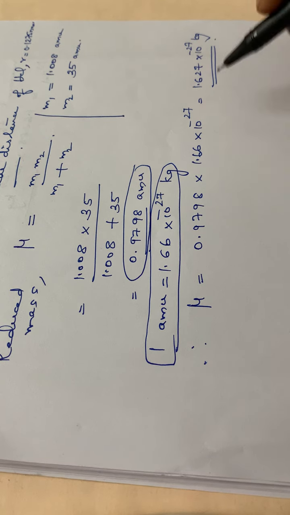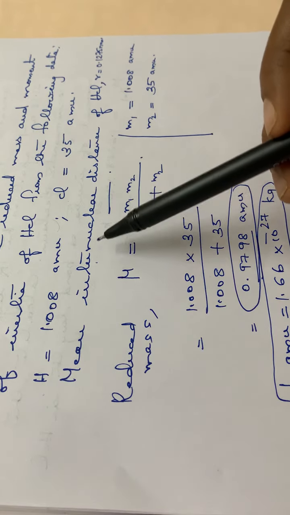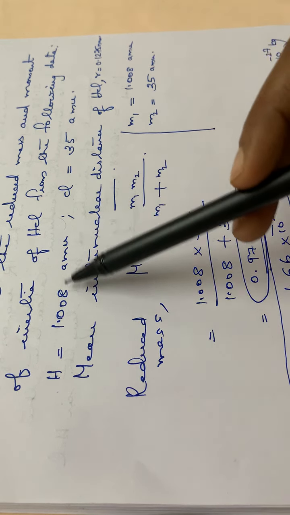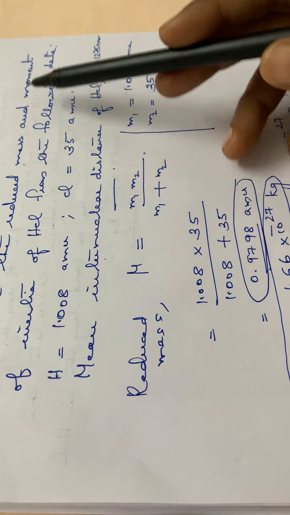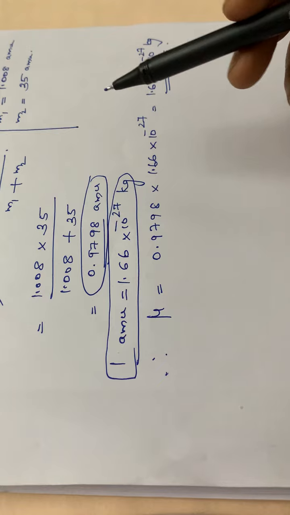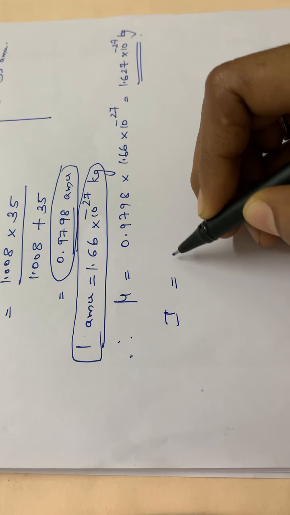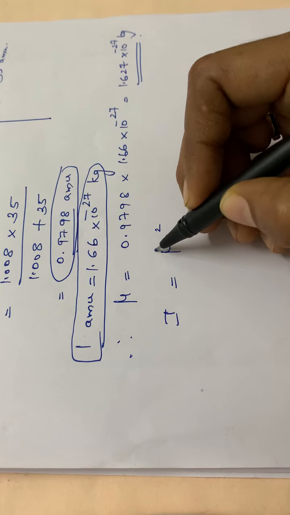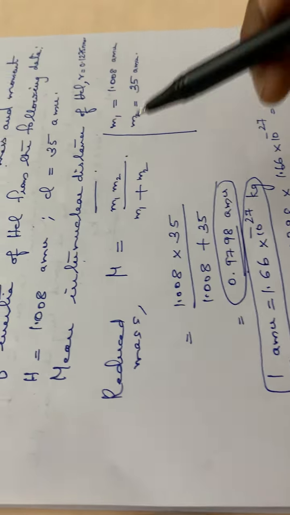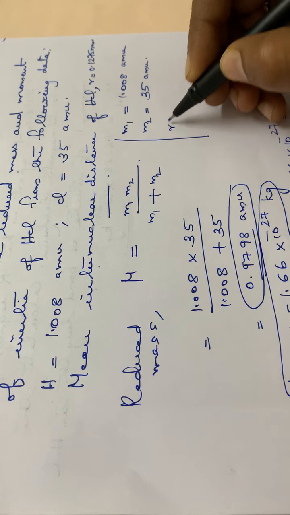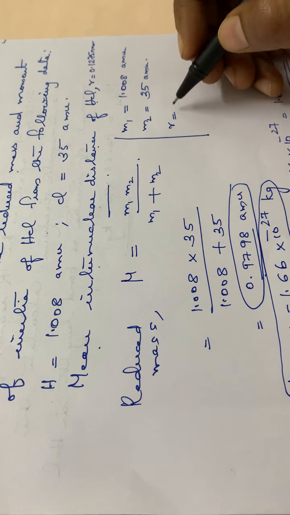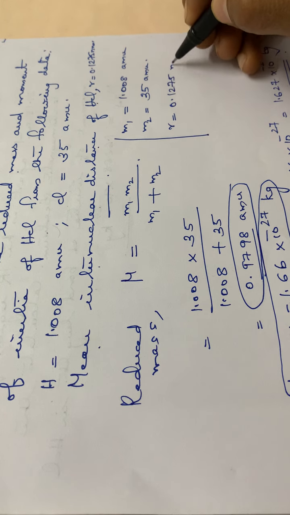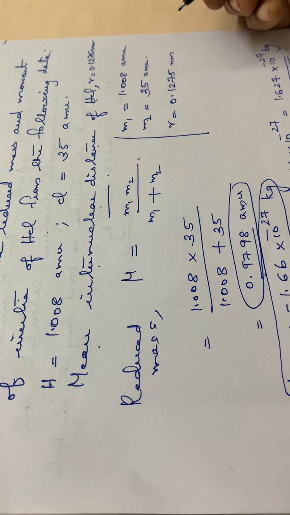So we got the reduced mass. Then in the question it is asked to calculate the moment of inertia of HCl as well as the reduced mass, isn't it? So reduced mass we calculated. Then the next is moment of inertia. The formula is I is equal to mu r square. We know the value of mu, which we calculated just now. Then what is r? r is given, that is the mean internuclear distance of HCl, so r is equal to 0.1275 nanometer.